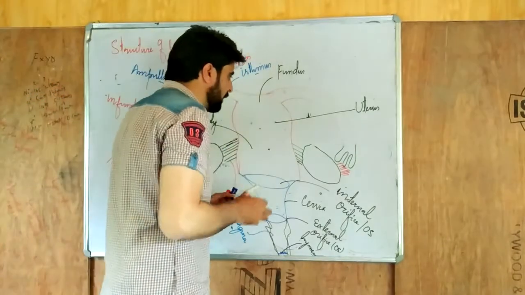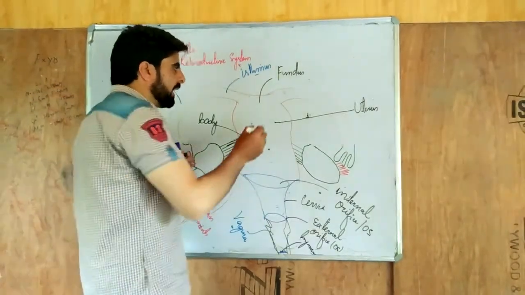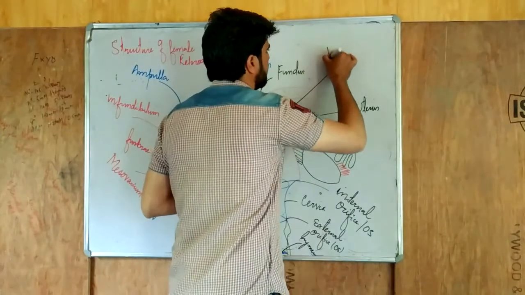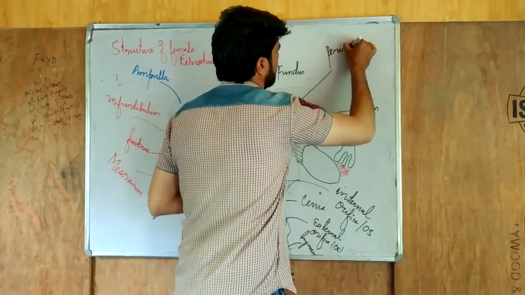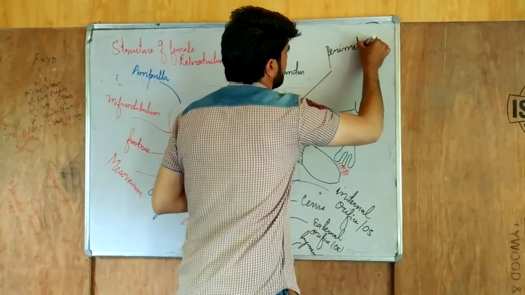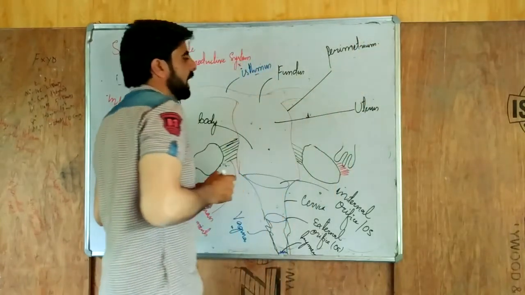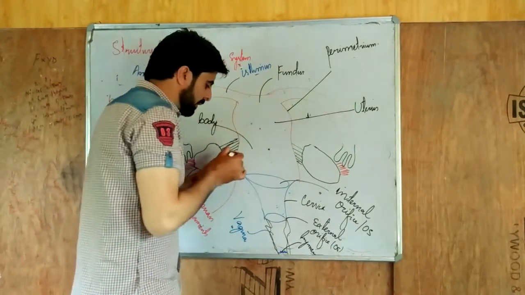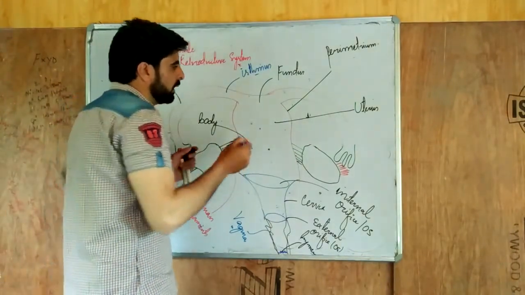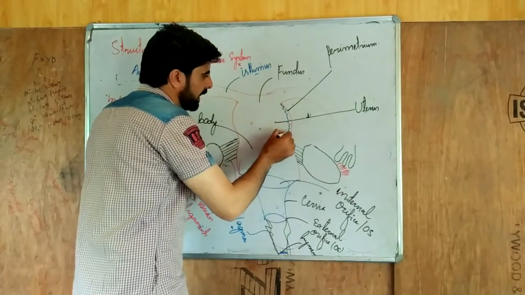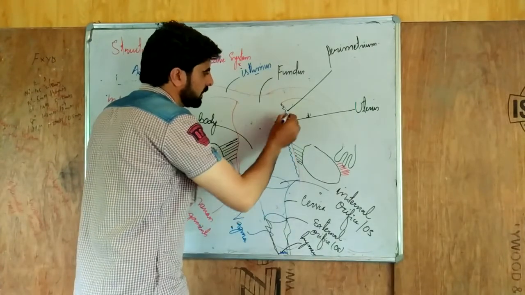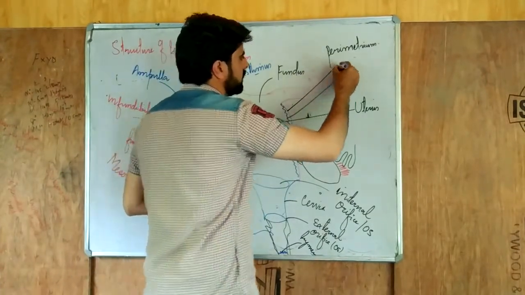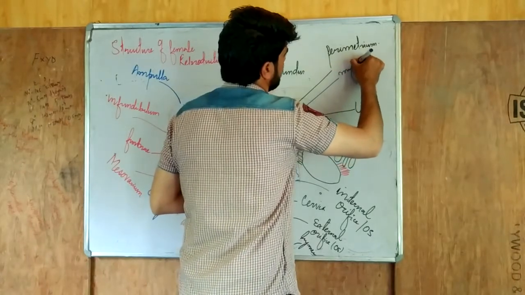Now this uterus also has three membranes. The external membrane is known as the perimetrium. Then it has one more membrane, the middle one. We call that middle membrane the myometrium. So this is the middle one, known as the myometrium.